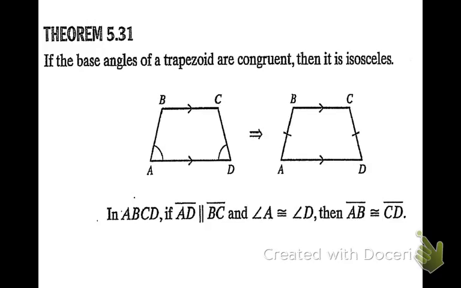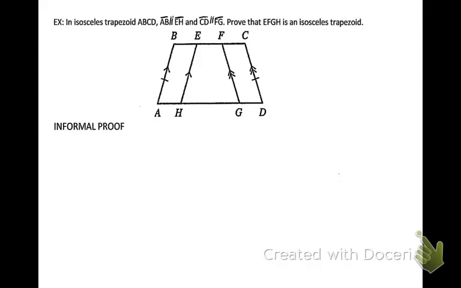Theorem 5.3.1 says if the base angles of a trapezoid are congruent, then it is isosceles. So now we have the opposite situation. We've got congruent base angles. We've got to show that AB is equal to CD. So here's how we'll do an informal proof. Well, no, we're not going to prove the theorem. We're going to do this proof.